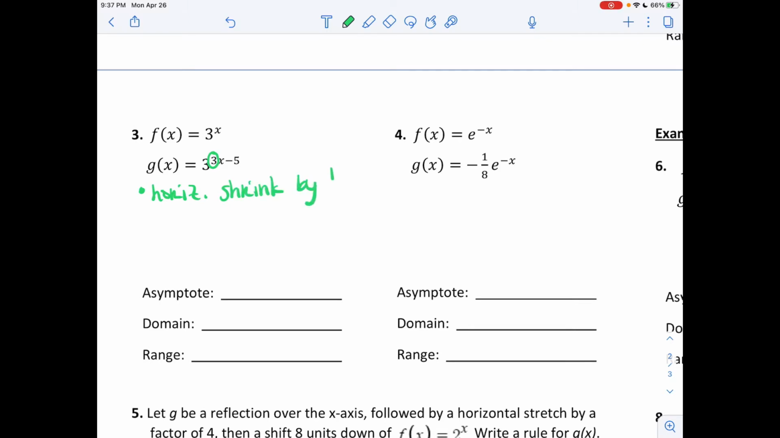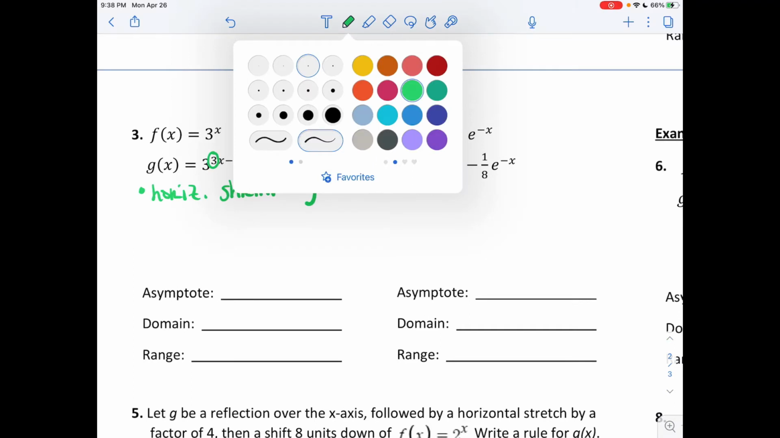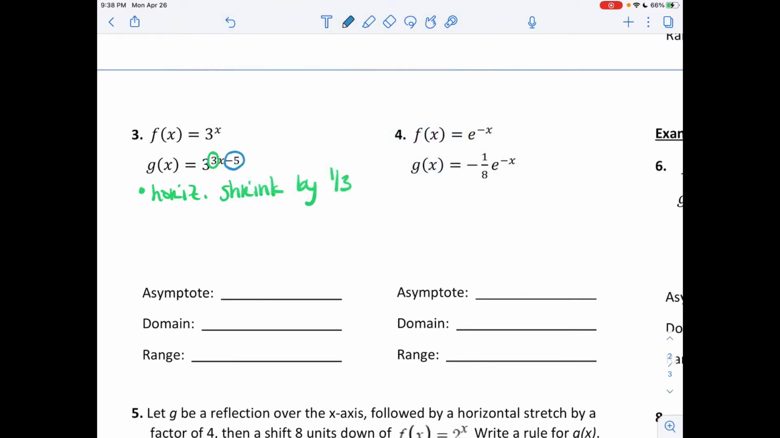by 1/3. Remember, whenever we are looking at something multiplied by x, we have to flip it over to divide by that thing. And so 1/3 is going to be a shrink. Next, I see that I have a minus 5 still up there in the exponent with x. So that means it's going to be horizontal, and a negative 5 will move us to the right. So right by 5.